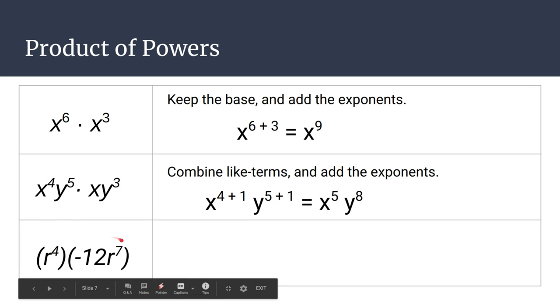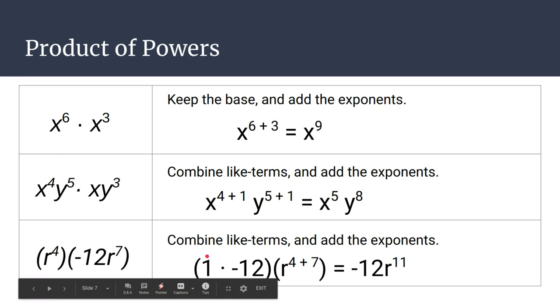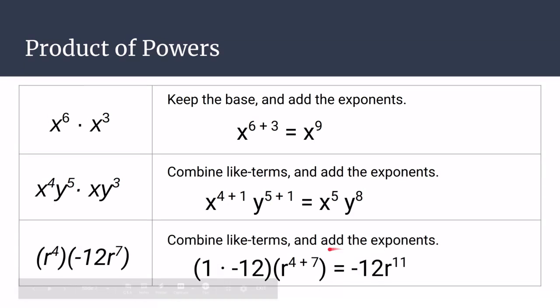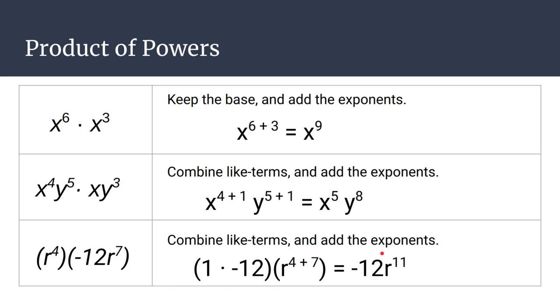And then because my r's are the same letter, I'm going to add my exponents together. So I'm going to combine my like terms, add my exponents. So I'm going to multiply 1 and negative 12, which is going to get me negative 12. And then I'm going to add my exponents for r because they have the same base, and I'm going to end up with 11. So my final answer is negative 12 r to the 11th.